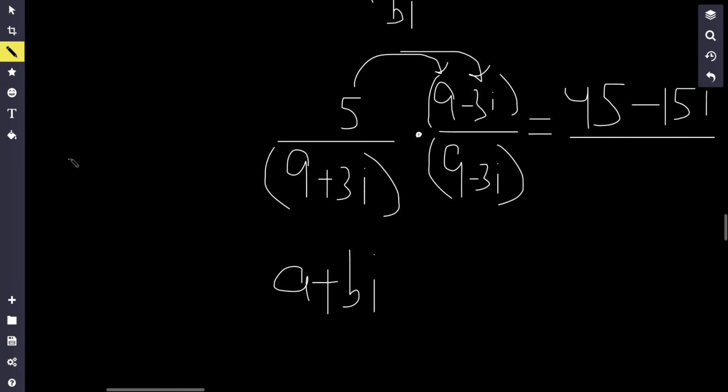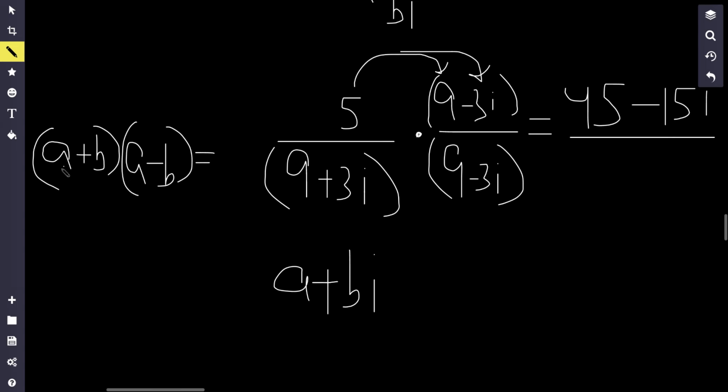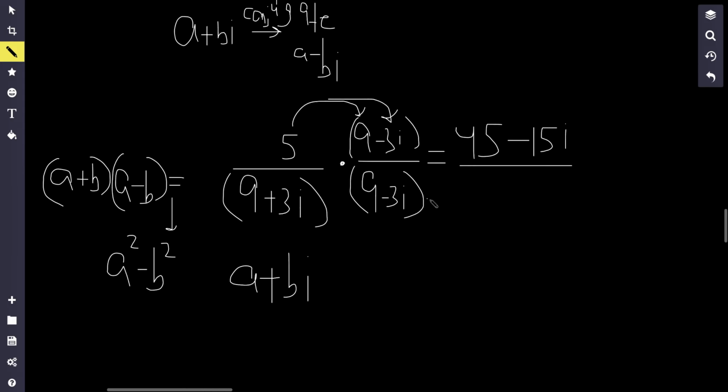notice that you have a difference of 2 squares. So right over here, we have something in this form: a plus b times a minus b, right? In this case, 9 plus 3i times 9 minus 3i. And this is just going to result in a squared minus b squared. So I can rewrite my denominator as a squared, which is 9 squared, minus b squared. So b squared is, in this case, 3i squared, so this is minus 3i squared.